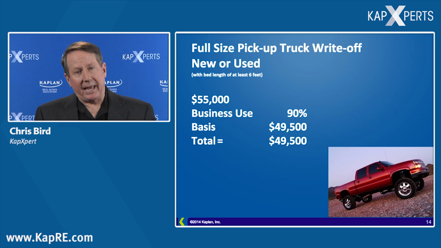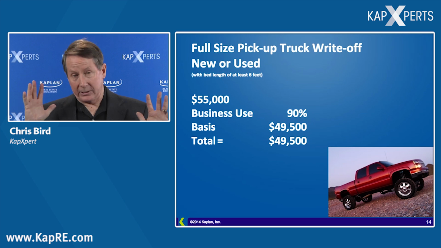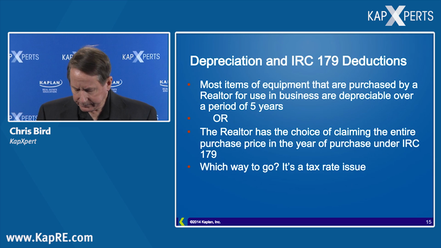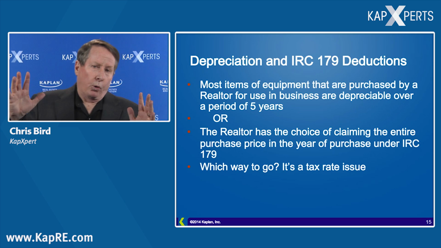So not only has it got to have a gross vehicle weight rating over 6,000 pounds, which they do, all right, it's got to have a bed length of at least 6 feet. All right, very good. Now, what about other things?